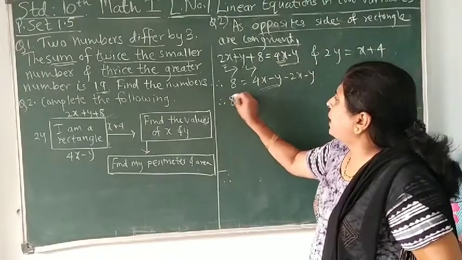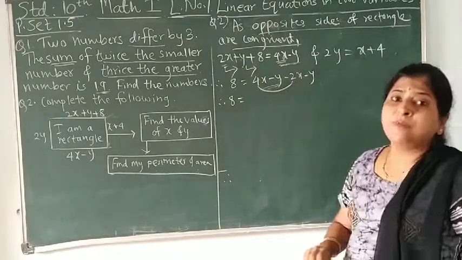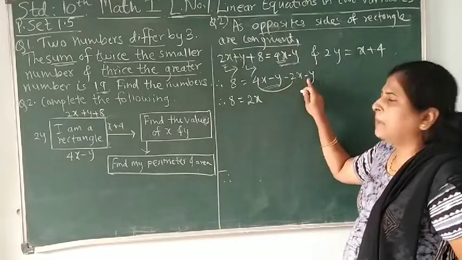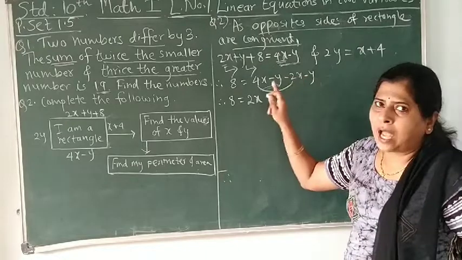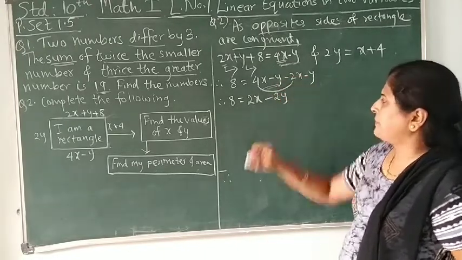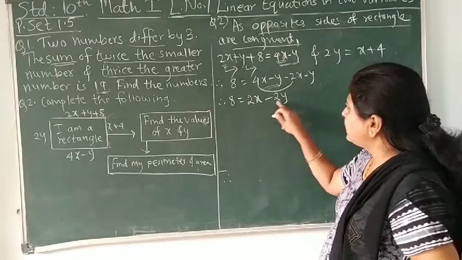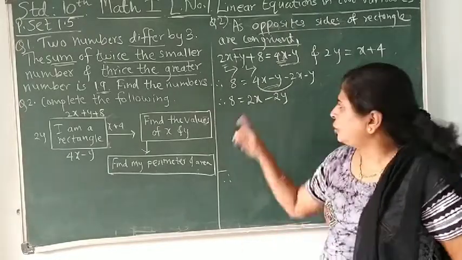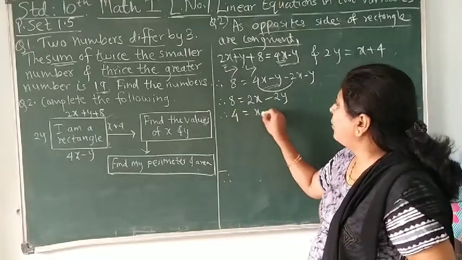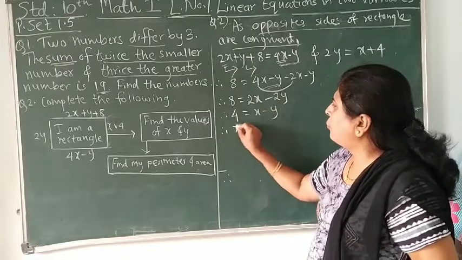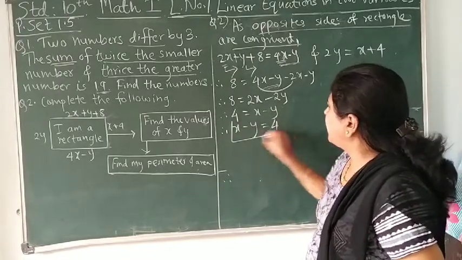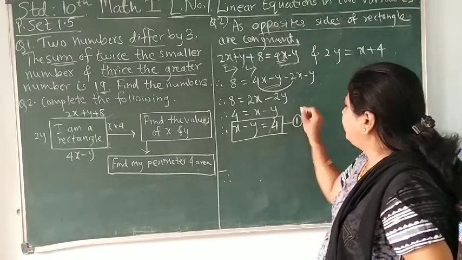Okay. And therefore 8 is equal to, now collect the like terms. 4x minus 2x, we get 2x, and minus y minus y. When we have the same signs, we have to add. So minus y minus y we get minus 2y. Okay. Now if you divide all these three terms by 2, which you can see is a multiple of 2, you get 4 is equal to x minus y. Therefore x minus y is equal to 4. This is our equation number 1 we have derived.